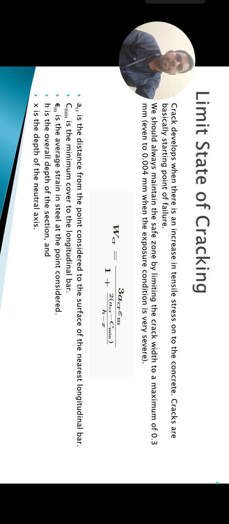The crack width is 3 acr εm divided by 1 plus 2 (acr minus Cmin) divided by (h minus x). Here acr is the distance from the point considered to the surface, Cmin is the minimum cover to the longitudinal bar, εm is the average strain in steel, h is the overall depth, and x is the depth of the neutral axis.